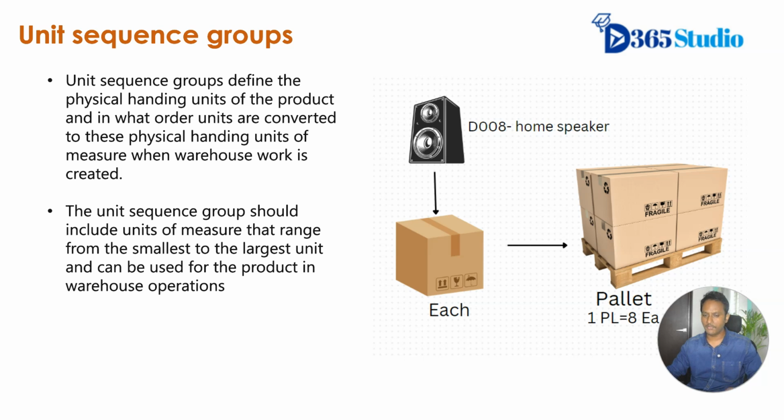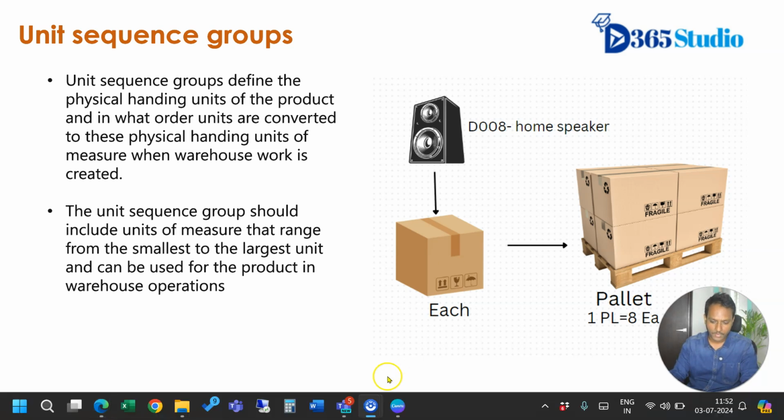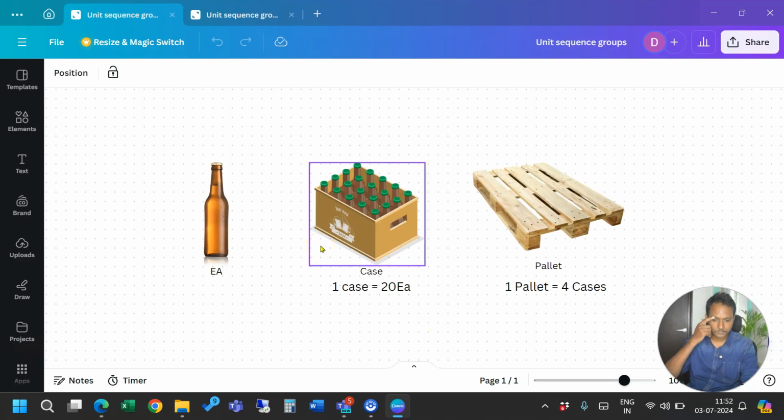I would also like to give you another example from my implementation experience. We implemented D365 for one of the brewery companies. They purchase alcoholic and non-alcoholic beverages. Let's take the example of beer bottles that come in crates and pallets. The customer wanted to store these as eaches, so the inventory unit is each, and they typically come in cases. Cases are crates, whatever you call them. In a particular crate, you're going to have 20 eaches of these bottles.